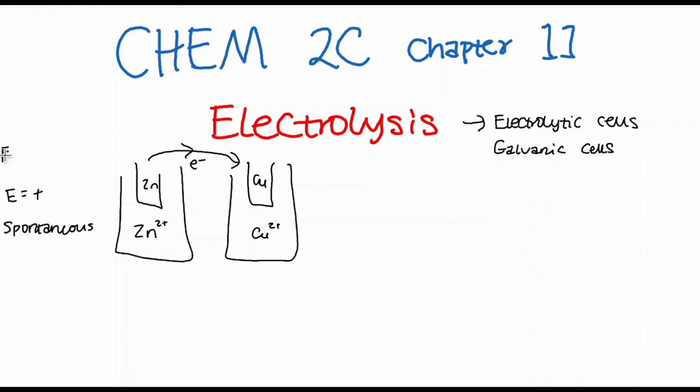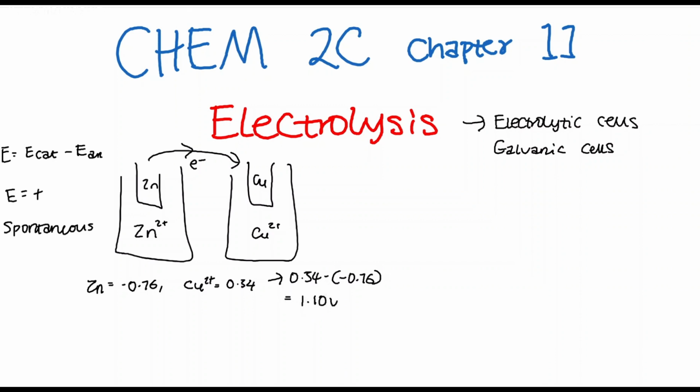And remember, the E is equal to the E of the cathode minus the E of the anode. So this minus this. Let's say zinc, which is the anode, is negative 0.76, and the copper, which is the cathode, is 0.34. The E on this reaction would be 0.34 minus negative 0.76, and it's going to be added, so it's going to equal 1.10 volts when you add these two numbers. And then this is a galvanic cell, but in the electrolytic cell, it's the opposite.